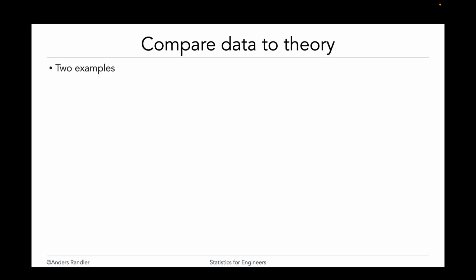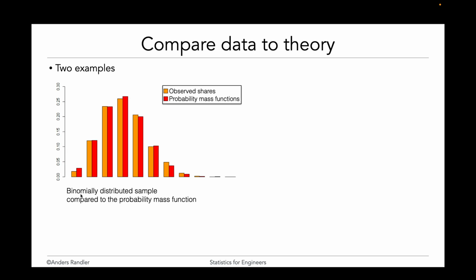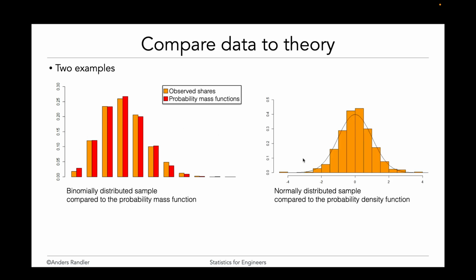Let's go through this. Compare data to theory, in some ways. In this case, we have a binomially distributed sample compared to the probability mass function. So we have observed shares and we have probability mass function shares. And they kind of line up, I'd say. And in this case, we have a normally distributed sample compared to the probability density function. The orange colored histogram is the actual sample, so observed shares, observed data.